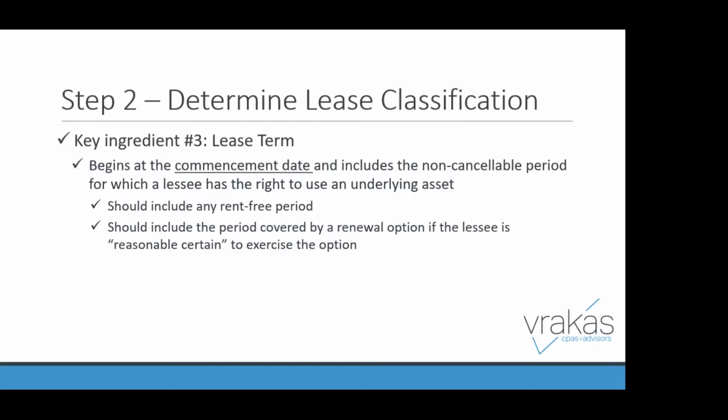In that case, you might decide that you're going to outgrow that space and you're going to need to move, in which case you might determine that you're not reasonably certain to exercise the option. So it's really both a backward-looking and forward-looking analysis. And again, very subjective.